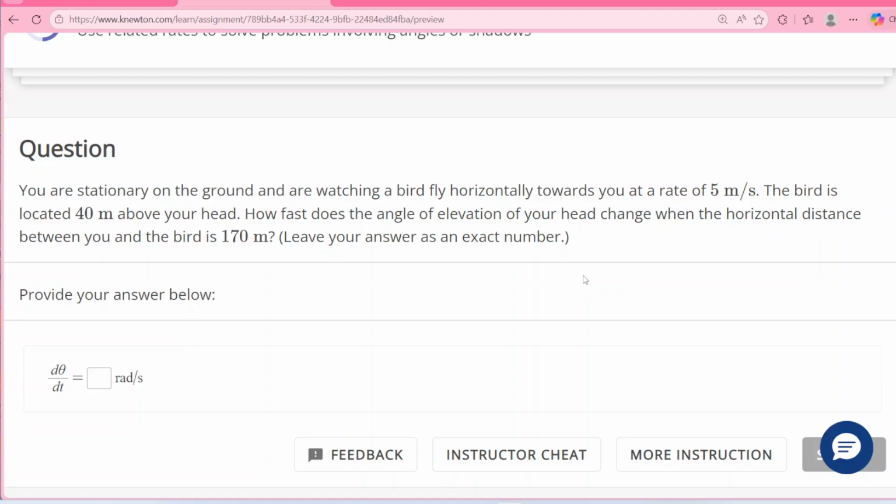All right, so this is a little different than the rocket problem. That's another one where you're talking about how fast an angle needs to be changing. So you are stationary on the ground and are watching a bird fly horizontally towards you at a rate of 5 meters per second. The bird is located 40 meters above your head. So how fast does the angle of elevation of your head change when the horizontal distance between you and the bird is 170 meters?